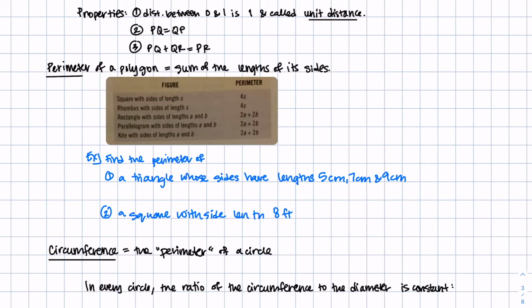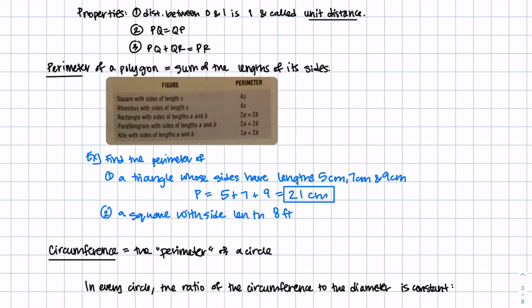Okay, and so looking at a couple of examples, if I have a triangle with side lengths 5 centimeters, 7 centimeters, and 9 centimeters, to take the perimeter, I just need to add up those 3 side lengths. And notice here I'm just adding these side lengths, so I'm adding a certain number of centimeters: 5 centimeters, 7 centimeters, and 9 centimeters, so my units should still be in centimeters.